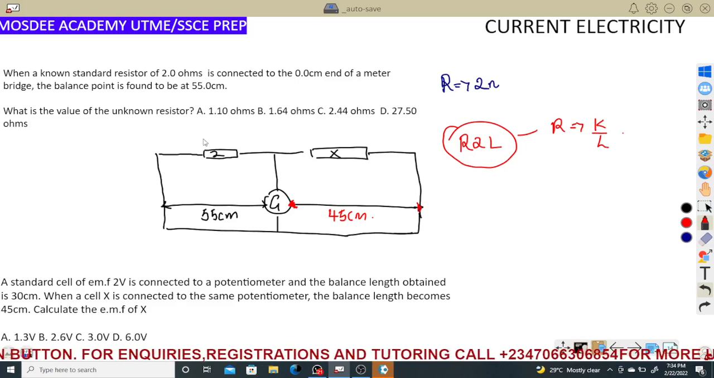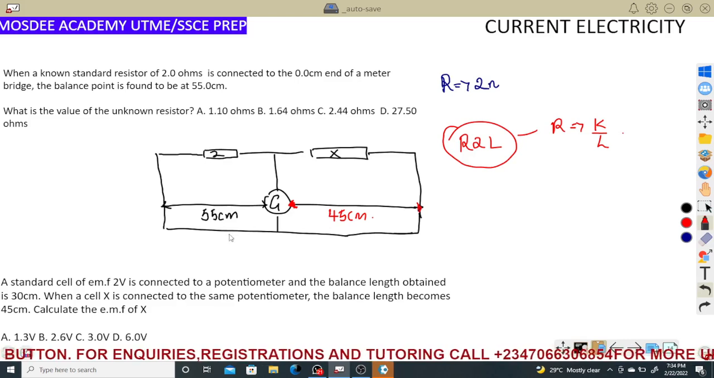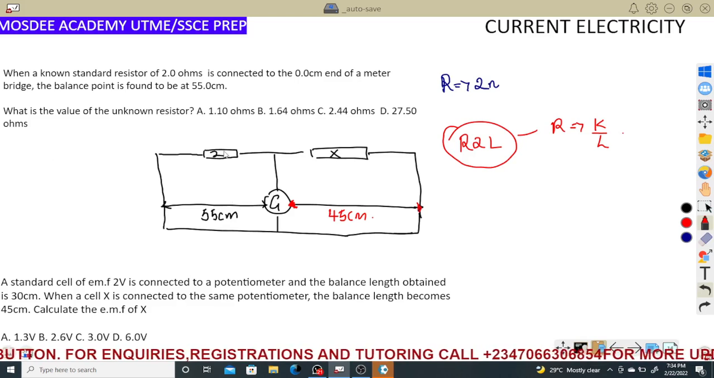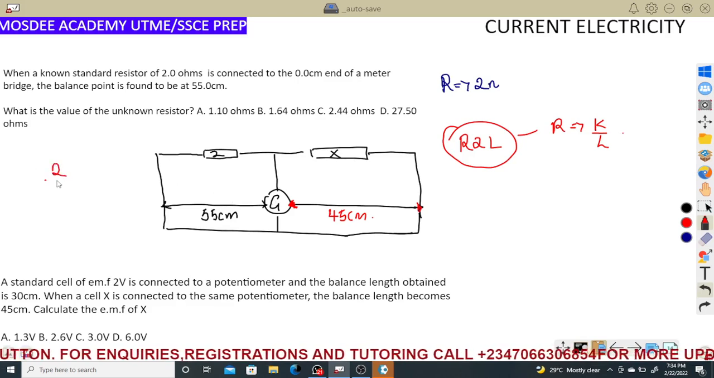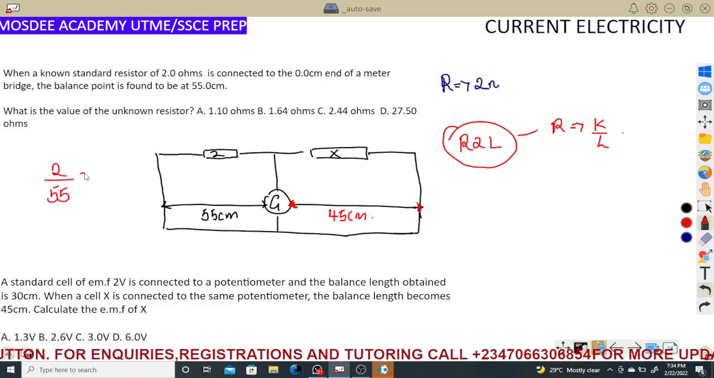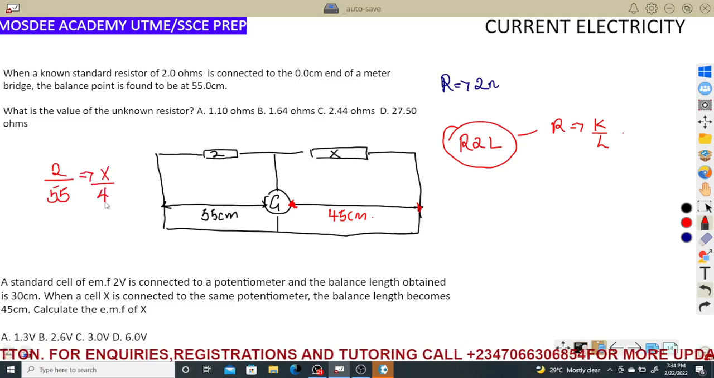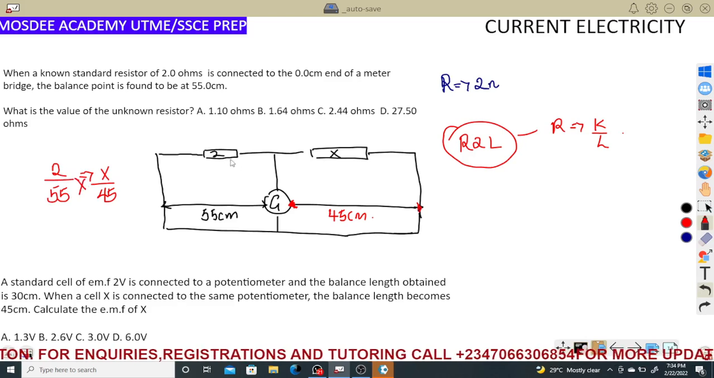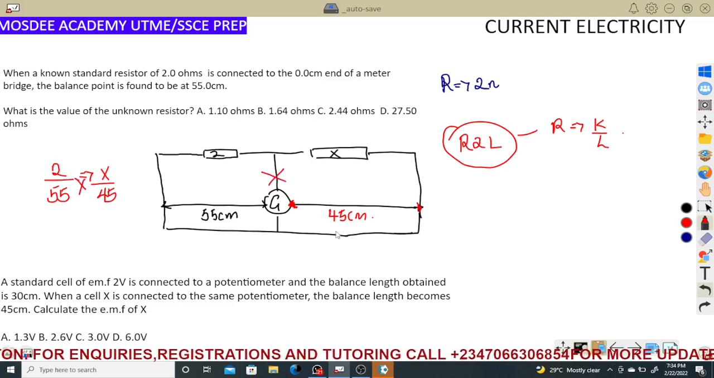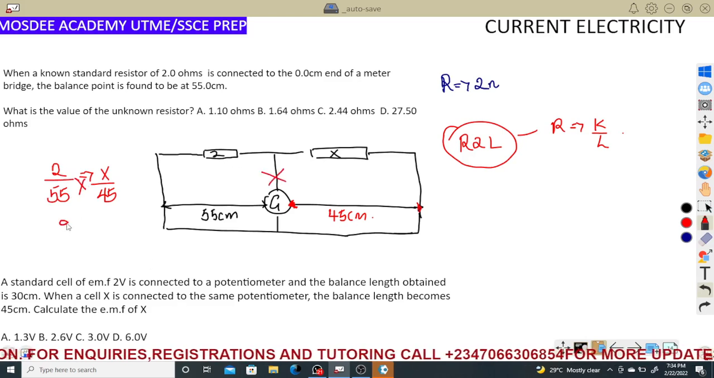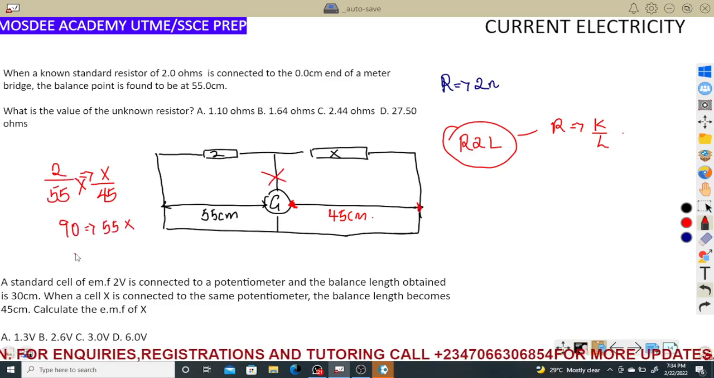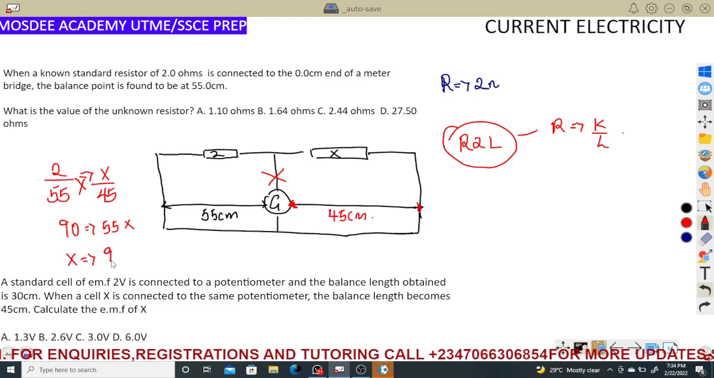So let's just balance them. Some people will say cross multiply. Yes, it's also going to work, because they balance on the meter bridge as well. Simple. Some people will put them over each other, like 2 over 55 equals x over 45. So you can just cross multiply, and you get your answer. So 2 times 45 is 90, equals 55x. Make x the subject of your formula. X will be equal to 90 over 55.